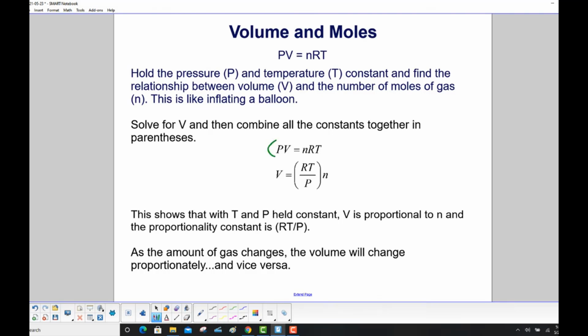So we have our equation here, the ideal gas equation. Divide both sides by V, and here are our constants right over here. This shows that with T and P held constant, V is proportional to n, and the proportionality constant is RT over P. As the amount of gas changes, the volume will change proportionately, and vice versa.